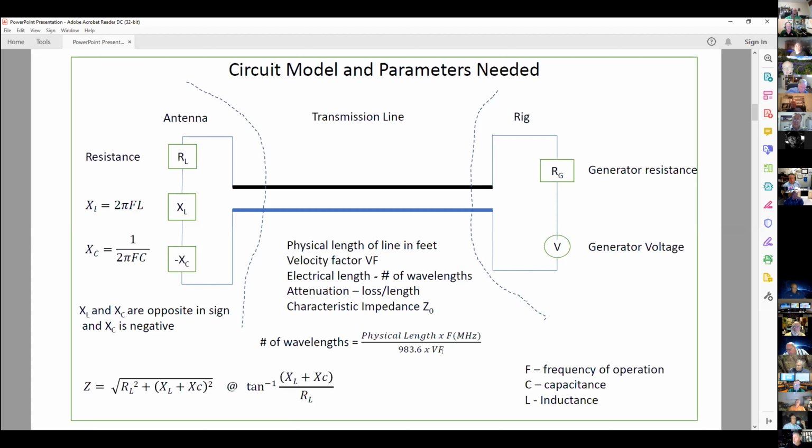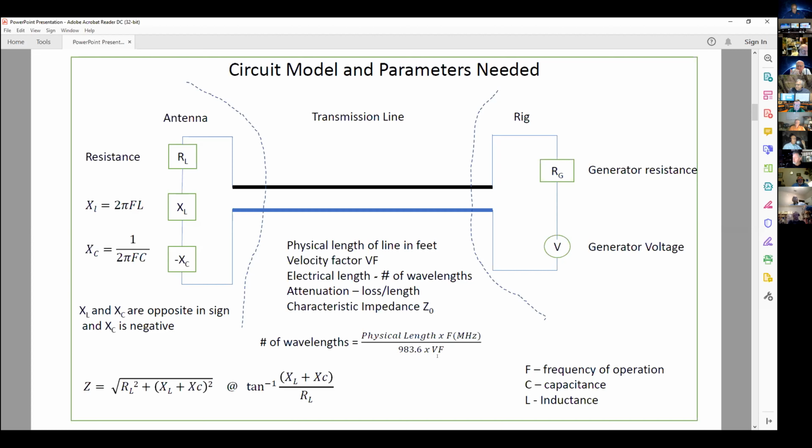So what we're going to be doing in order to understand what the SWR is, understand what the impedances are, how much voltage is transmitted or power is transmitted, those things, we have to convert the physical situation into a picture like this.